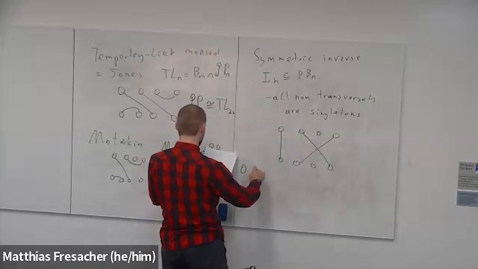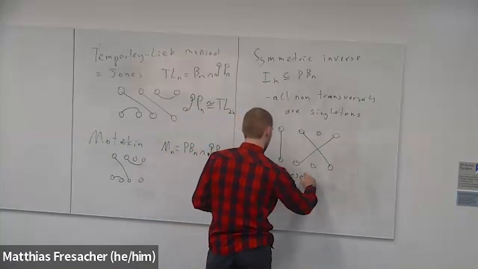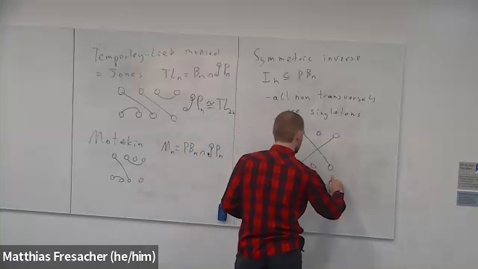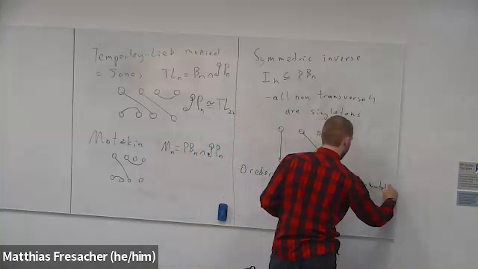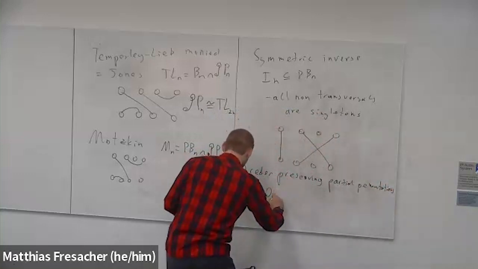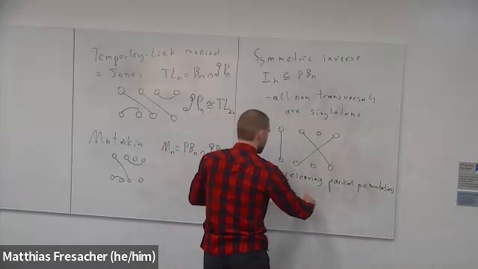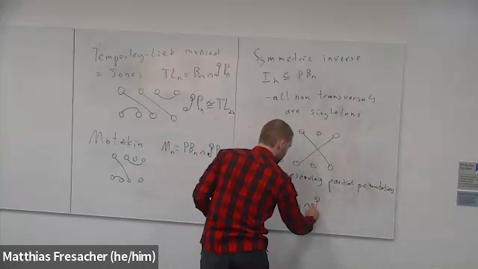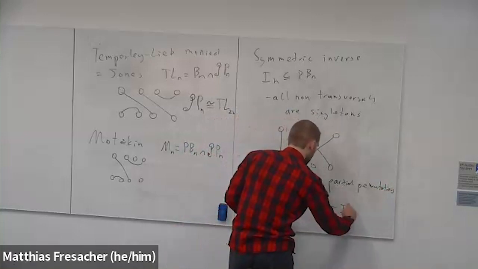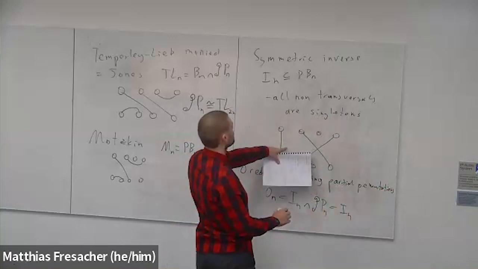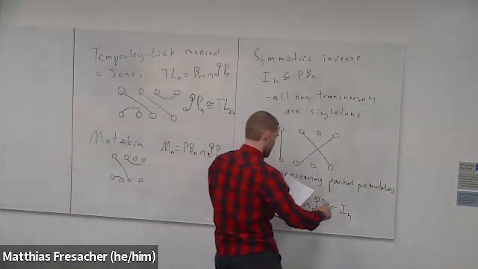The names are starting to get a bit long here. Order-preserving partial permutations. So this is On. This is where we start off with the symmetric inverse, and we ensure that it is planar. Or alternatively, we can start again with the symmetric inverse and use the Motzkin, which already includes planar as well.